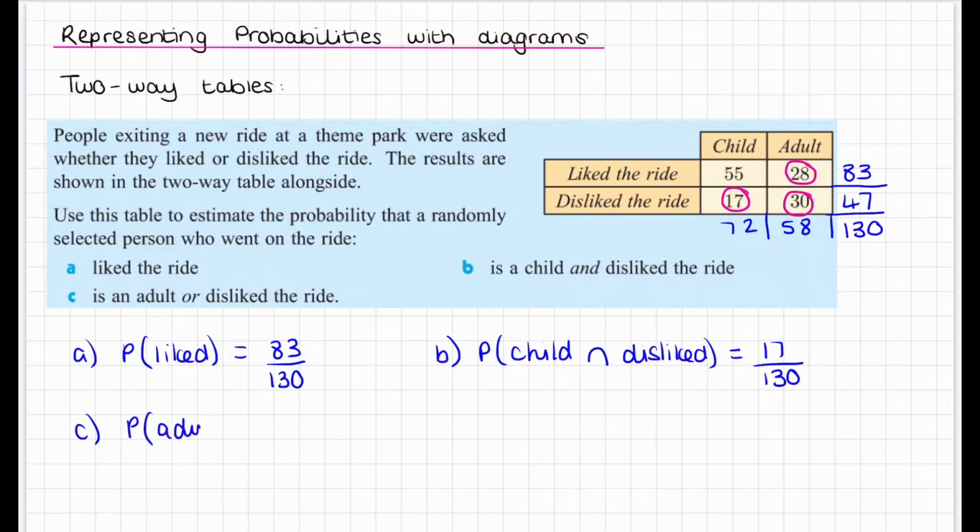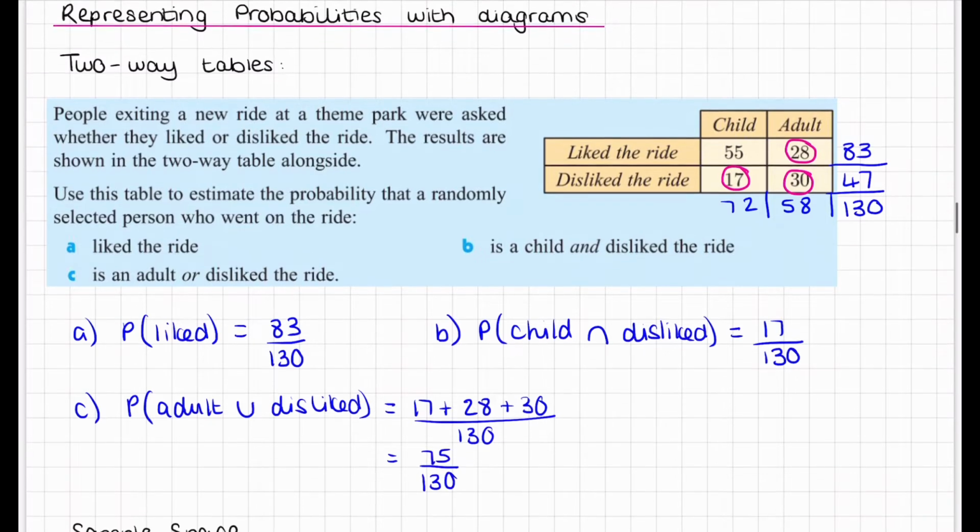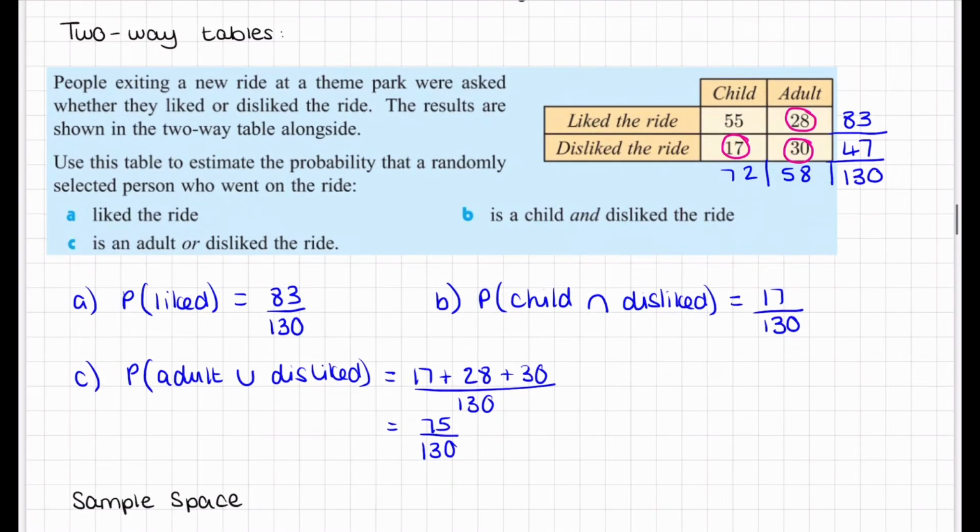And our probability of adult or, which is a union, disliked, is all those added together, which would be the 17 plus 28 plus 30 over our total, which equals 75 out of 130. And then this can be simplified down, 15 out of 26.